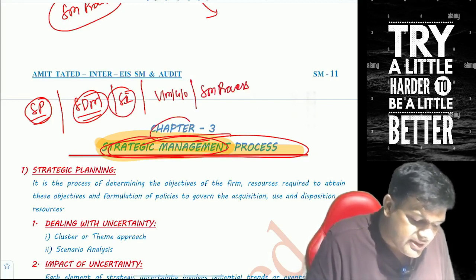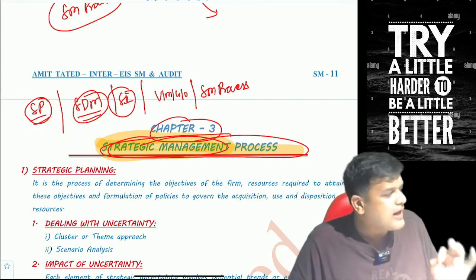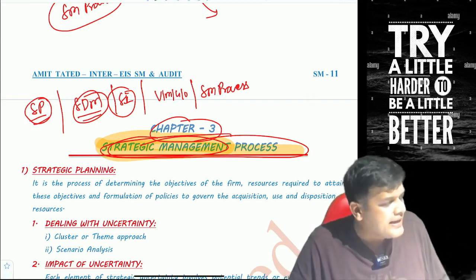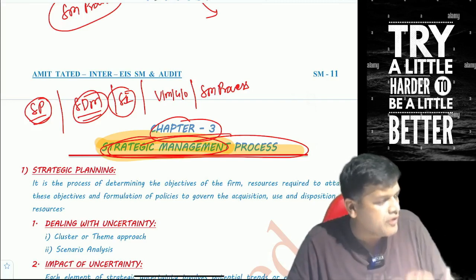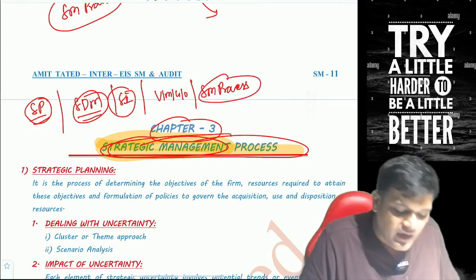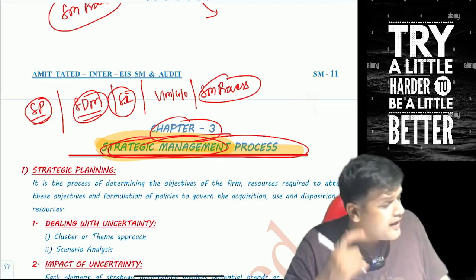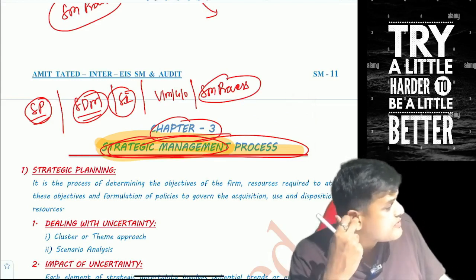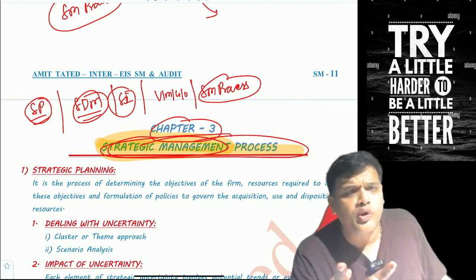So in chapter 3, there are a total of 5 concepts to be done: strategic planning, strategic decision making, strategic intent, vision, mission, goals and objectives, and the strategic management process. These are the 5 things we need to study, out of which the 5th is completed. If I ask you how many steps or stages there are in the strategic management process, you need to answer.